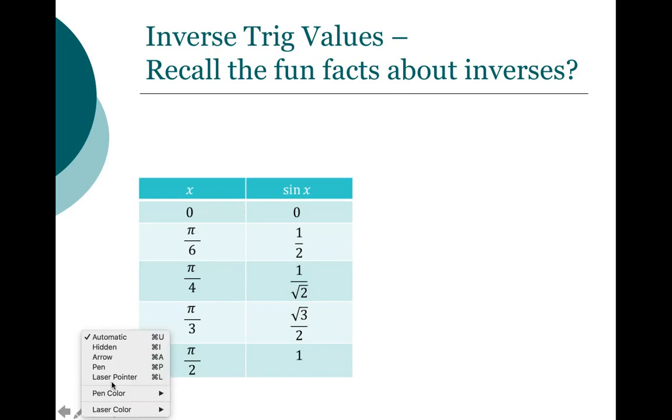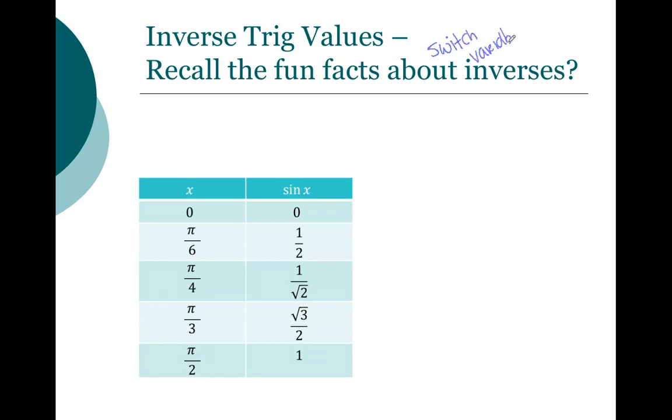I just said this, right? Recall one of the fun facts about inverses where you switch x and y. You switch your variables. Let's see if I can write it this time. Switch variables. So here on the left down here, that's an A. We have a table that is f of x equals sine of x, with the special angles. We did this one two weeks ago. When x is 0, sine is 0.